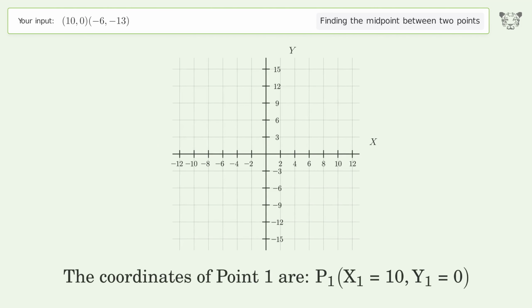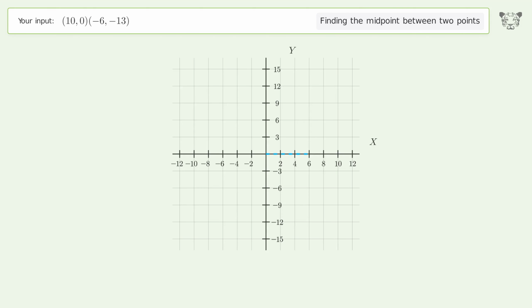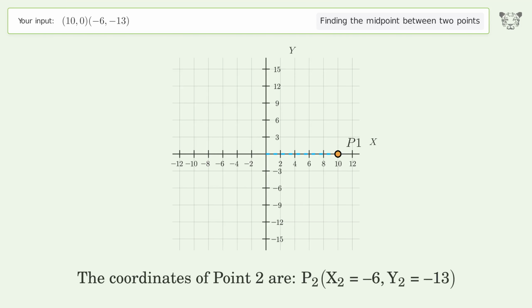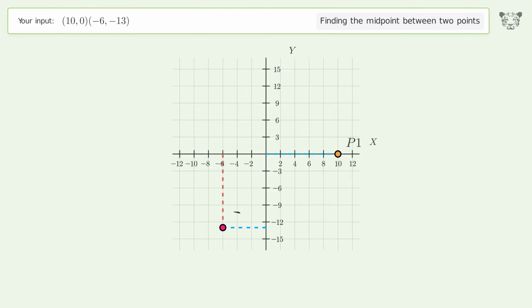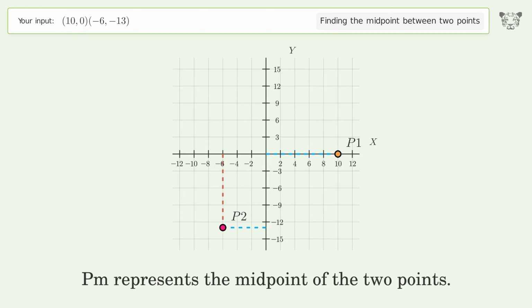The coordinates of point 1 are, x1 equals 10, y1 equals 0. The coordinates of point 2 are, x2 equals -6, y2 equals -13. PM represents the midpoint of the 2 points.